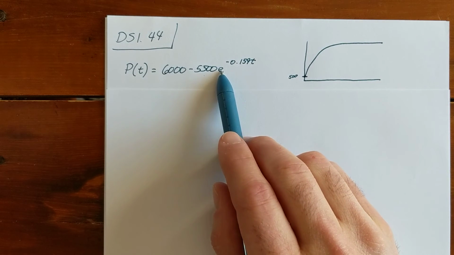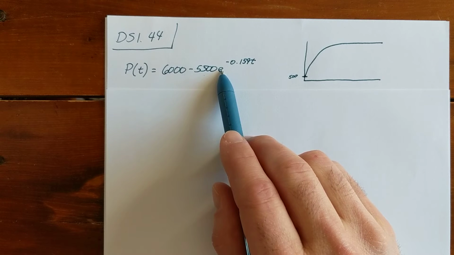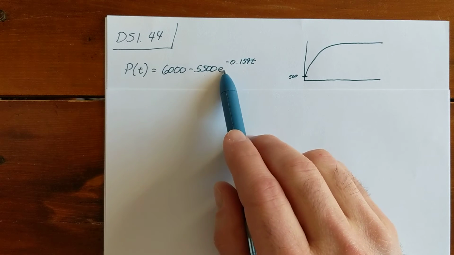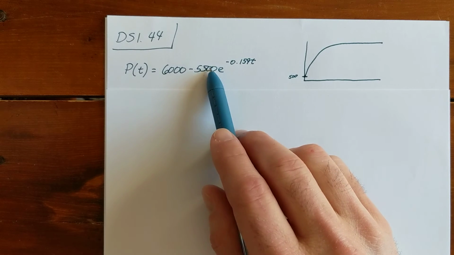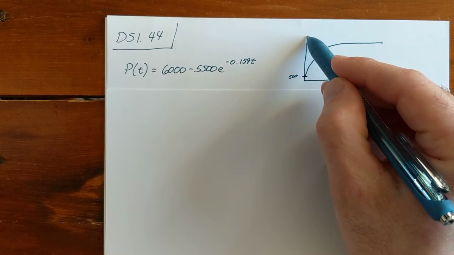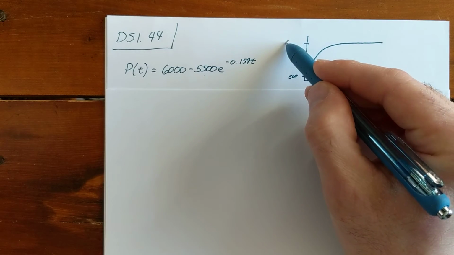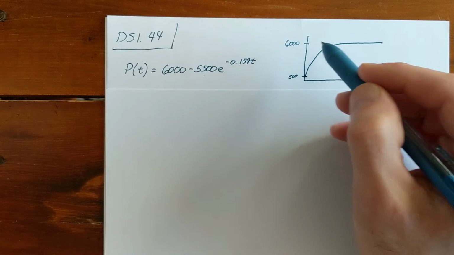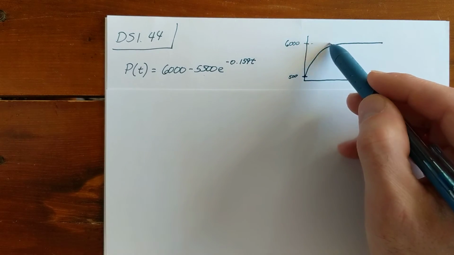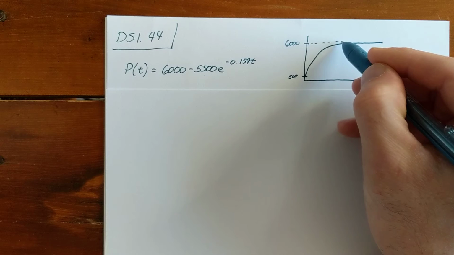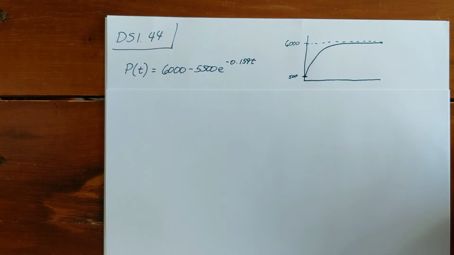And because we know that e to a power can never be negative, and this is only going to be getting closer to 0 as we move on, that 6,000 actually does in fact become the limiting value on that population right there. So in effect, this curve has a horizontal asymptote right there at 6,000 that this thing is going to get closer and closer and closer to.